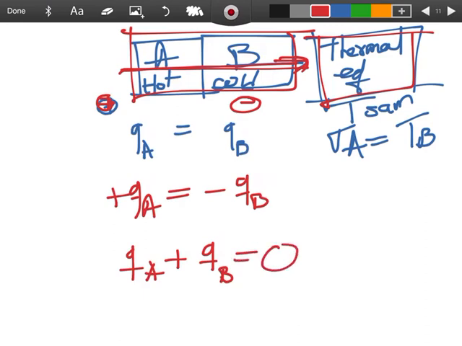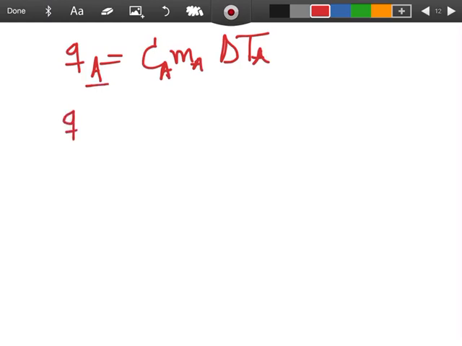Okay? Now, remember the definition that we described a couple of minutes ago? Well, I know that QA is going to be the same as the specific heat capacity of A times the mass of A times the change of temperature of A. Very well. And I have my substance A, and I can also have my substance B. So it's going to be the same as the specific heat capacity for B times the mass of B times the change of temperature for B.